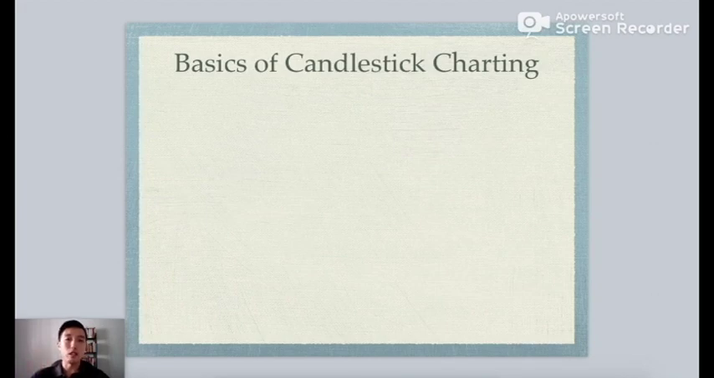Before we talk more about support and resistance, let me quickly run through with you the basics of a candlestick chart, so that you know what it is and how it is formed, and then when applying support and resistance, it makes a bit more sense for you.